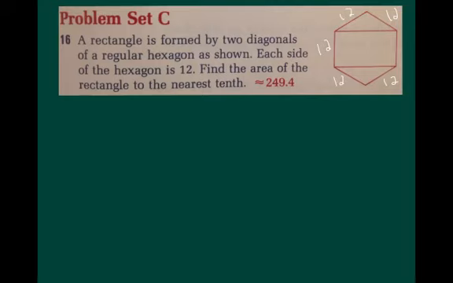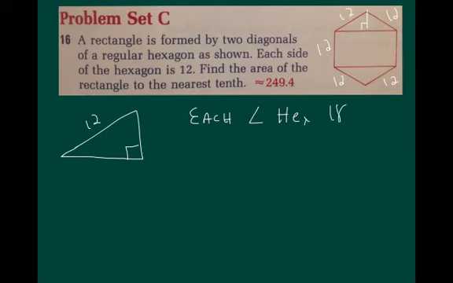Well, what I'm going to do is draw an altitude to one of the sides in one of the isosceles triangles, and it will form a triangle with a hypotenuse of 12 and an altitude. Now I remember from chapter 7 that the formula for each angle of a hexagon is 180 times 6 minus 2 over 6, which is going to equal 120. So each of these angles is 120.